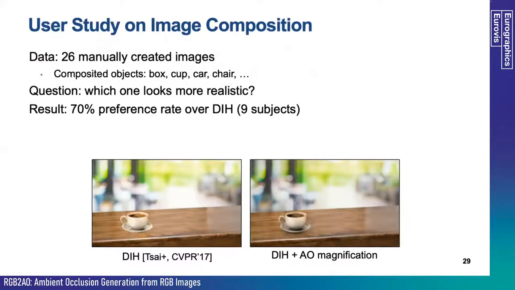To confirm this difference quantitatively, we conducted a user study. We first created a set of 26 images that covers a wide variety of real examples where some 2D objects are composited. For example, cups, cars, and chairs. Then we asked participants which look more realistic. We obtained over 70% preference rate from 9 participants. Thus, our generated AO is useful for more realistic image composition.